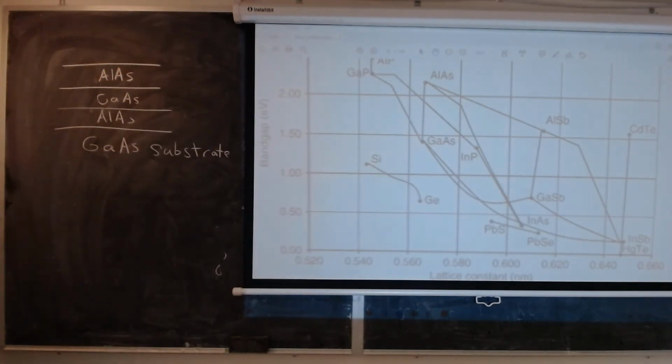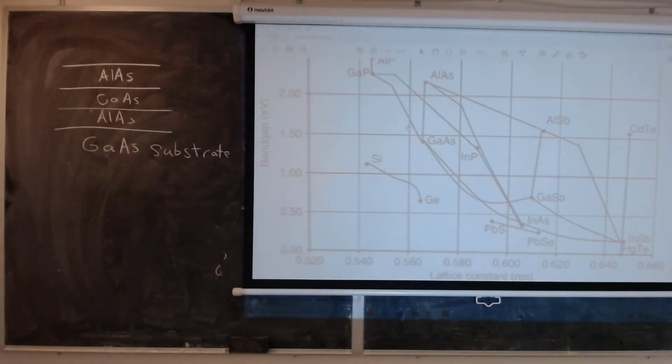Okay, because they all have a lattice constant, as you can see on the chart there, and I'll use my little marker here, to avoid the camera going out of focus, because they both have a lattice constant about the same, about 0.563 or so. And so because they have the same lattice constant, you can grow one on top of the other, and everything is fine. The aluminum arsenide is just happy because it's at the same lattice constant.